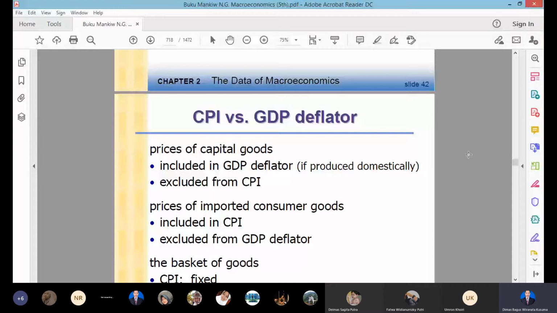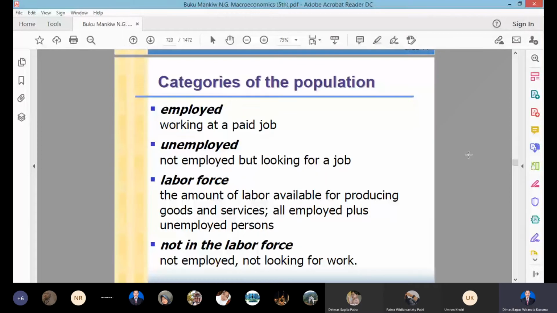So in the populations perspective, we have four different terminologies. The first is employed, working at a paid job. In Indonesia, normally the one that is considered to be employed is the one that works 8 hours a day. So if you're working in a day for 8 hours, you are considered to be employed.